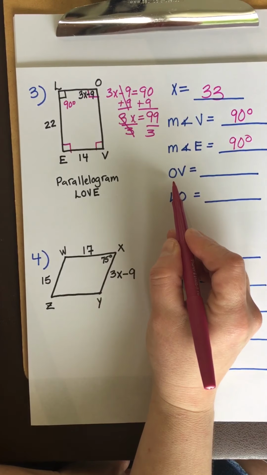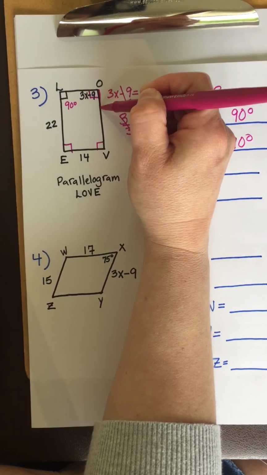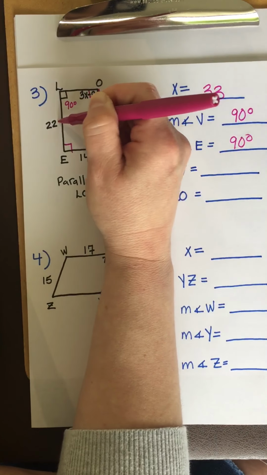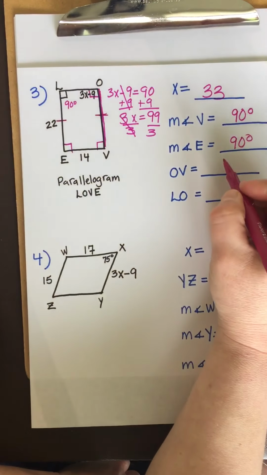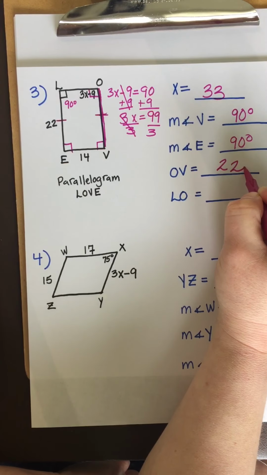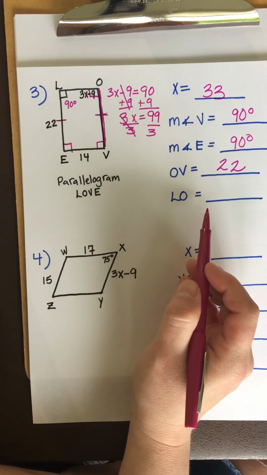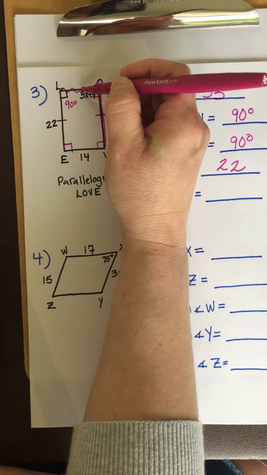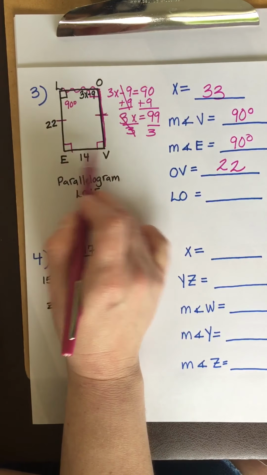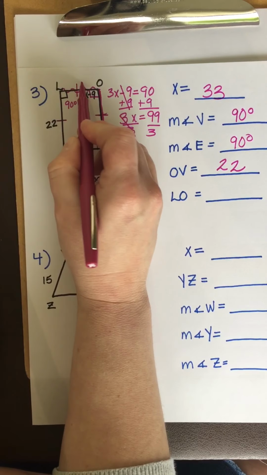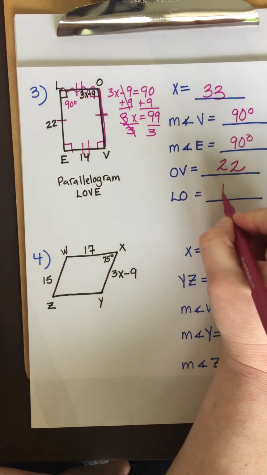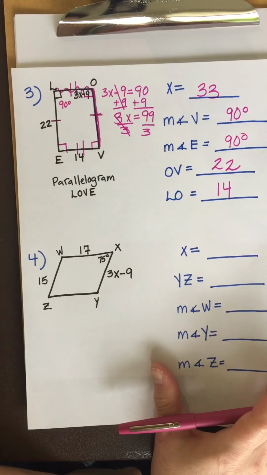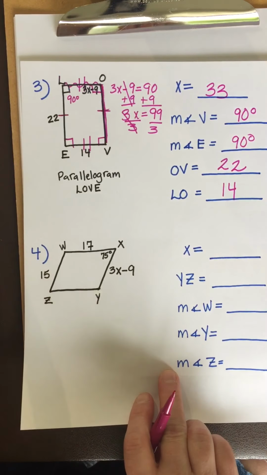All right, they want me to find the length of OV. Here is OV. The side opposite OV is 22. So OV must also be 22. Then it asks for the length of the side LO. Here's LO. It is opposite EV, which is 14. So that means LO must also be 14. And one more example.